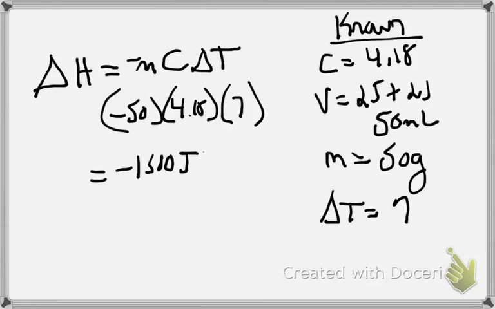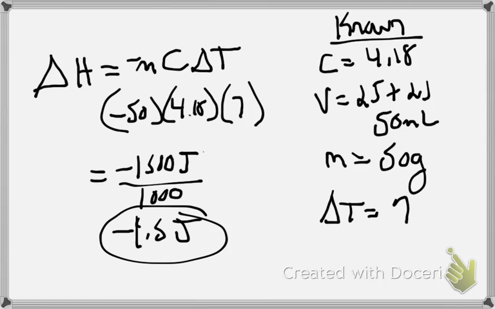but to add a little bit extra layer, I want my answer in kilojoules. Whenever it's a kilo, you divide it by 1,000, and I get negative 1.5 kilojoules is my answer. Not hard, just got to realize what you're plugging in.